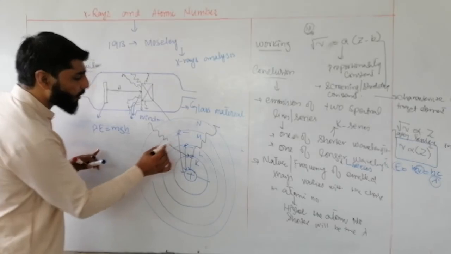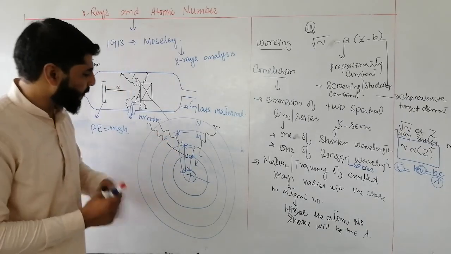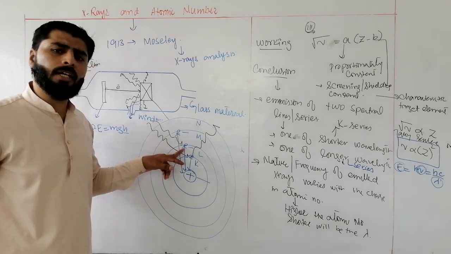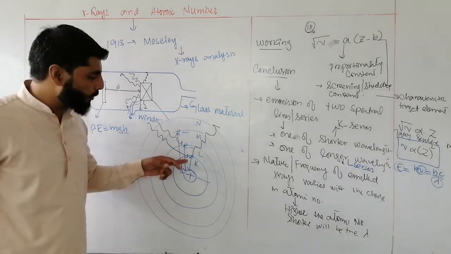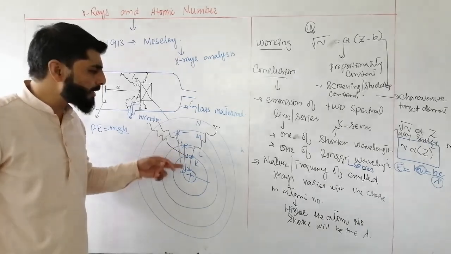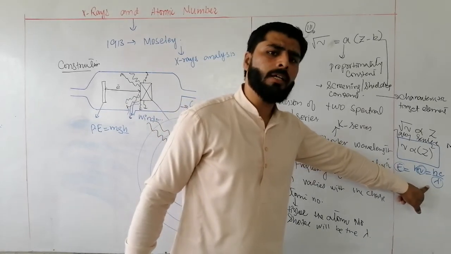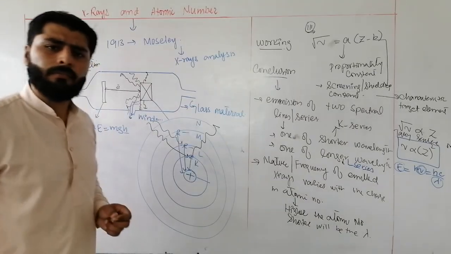Similarly, when an electron is knocked out from the L shell, as compared to the K shell there will be a lesser energy change. And when energy is lesser, wavelength will be greater. So we have the L series with longer wavelength.